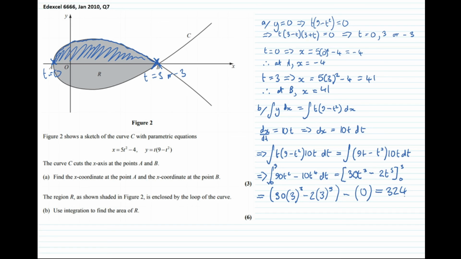between where t equals 3 and t equals 0. This area here that I'm shading now. But there's another part of the curve between t equals 0 and t equals minus 3 here, which just so happens to be symmetrical. You can tell that from the diagram. Therefore, to get the full area, we'll times that by 2. Therefore, the area equals 324 times 2, which is 648, which is the answer.